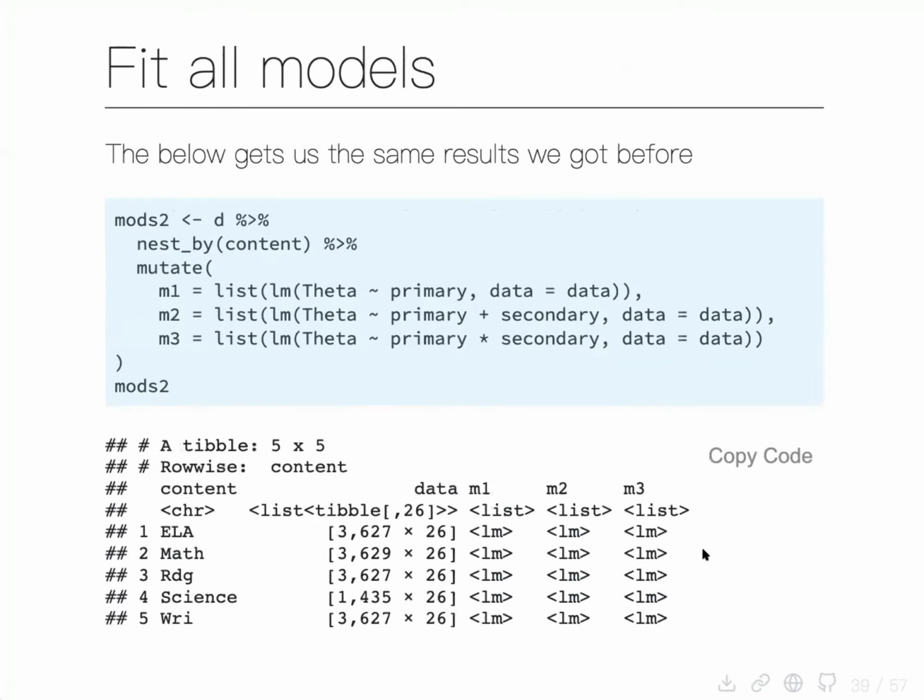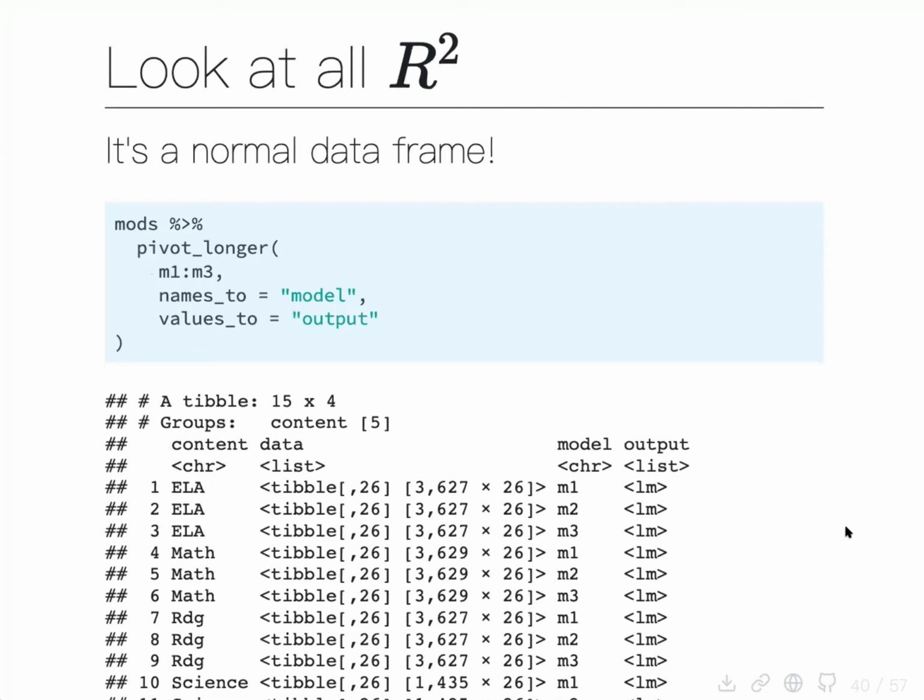All right. So if we wanted to fit all models, we could do it like this, right? I'm calling this mods 2 this time, where I'm saying d nest by and then mutate. And notice this is very similar to the other code. I'm just wrapping it in list and I'm saying go through the data column. Okay, so that should be fairly straightforward.